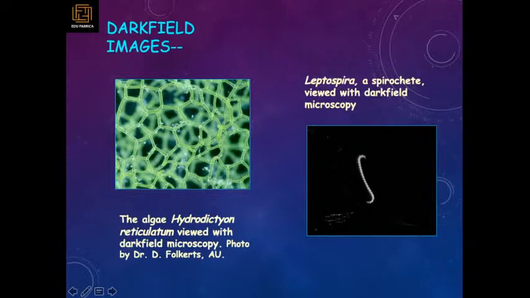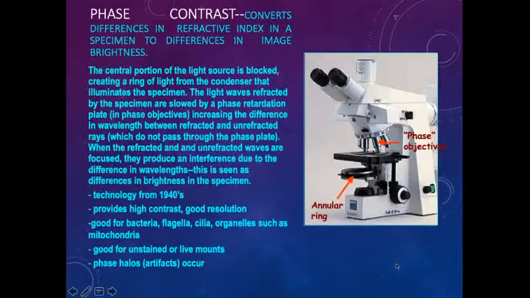Then this is the dark field image here. On this note, the alga Hydrodictyon reticulatum viewed with dark field microscopy by Dr. D. Folkretz from AU. So here you can see very nicely this algal network shown in dark field. You can see the background being dark on this side, so your images are pretty good. This is the Leptospira spirochete viewed with the dark field microscope here. So it's better than the bright field microscope.